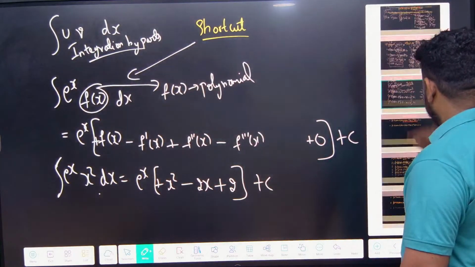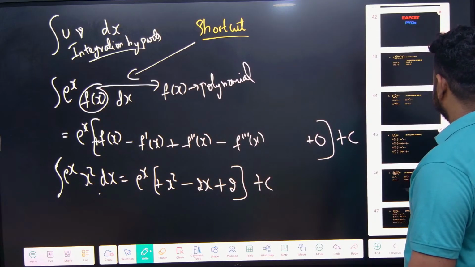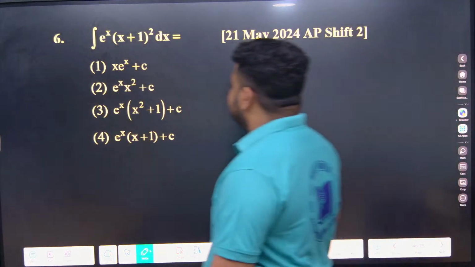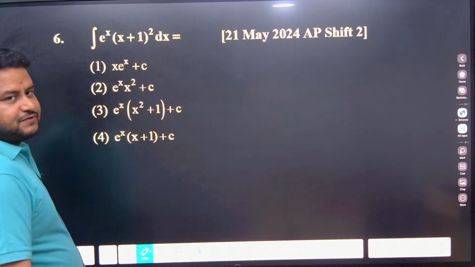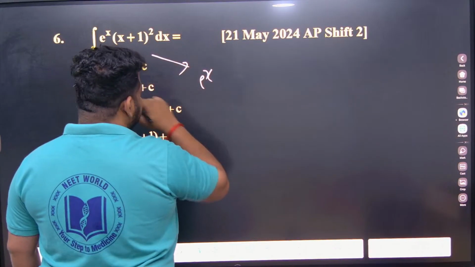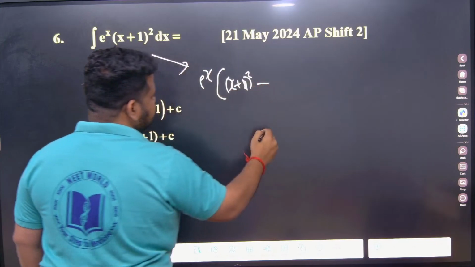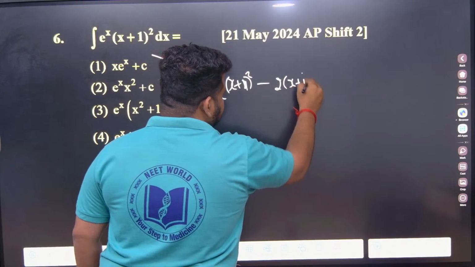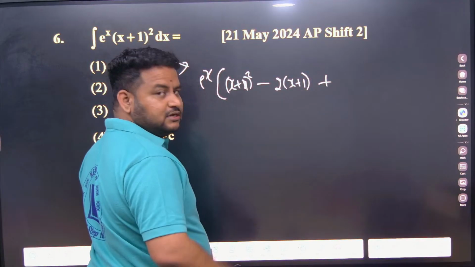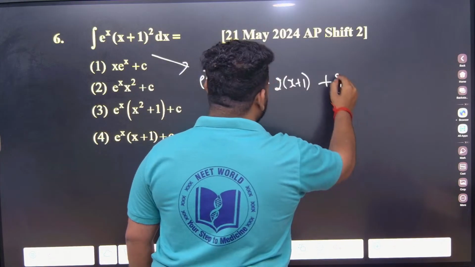Based on this, let us see one previous year question asked in the EAMCET exam. They have given: integrate e power x into x plus 1 whole square dx. Here we write e power x as it is, and the first function f of x as it is, x plus 1 whole square. Minus, differentiate this, it becomes 2 times x plus 1. Then plus, differentiate again: 2x plus 2 gives 2, since the derivative of 2x is 2 and of 2 is 0. If I differentiate again I get 0, so no need to differentiate further.